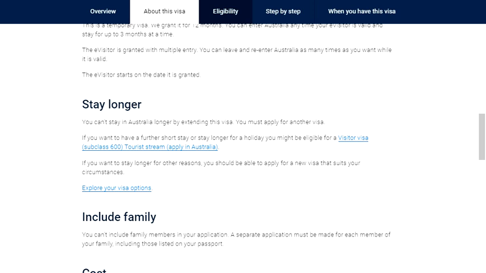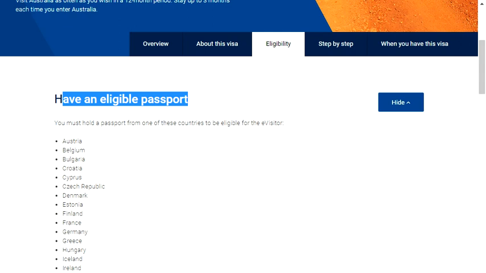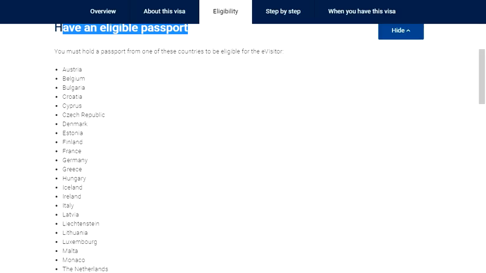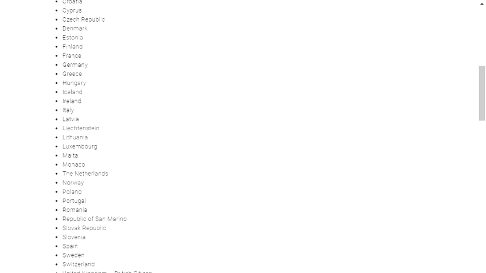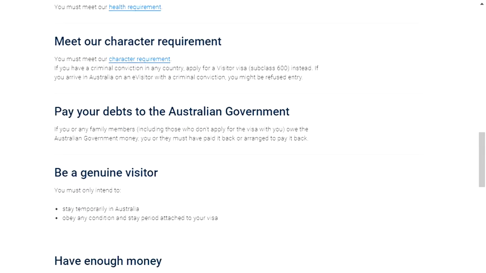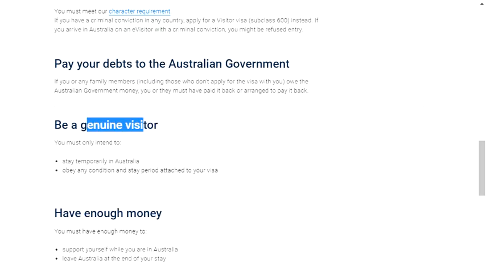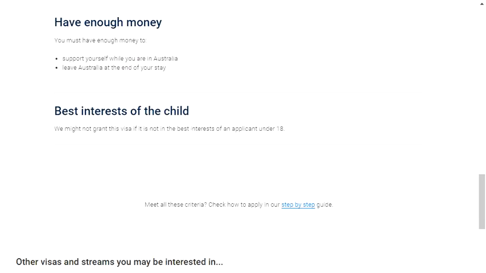All right, now let's see the eligibility. You must have an eligible passport. This describes what nationalities are allowed to avail this facility. So you must hold a passport from one of these countries to be eligible for eVisitor. You can see there are so many. You have to meet health and character requirements. There should not be any debt. You must be a genuine visitor, because you are not allowed to do work and other activities. You should have enough funds, of course, that's very important.